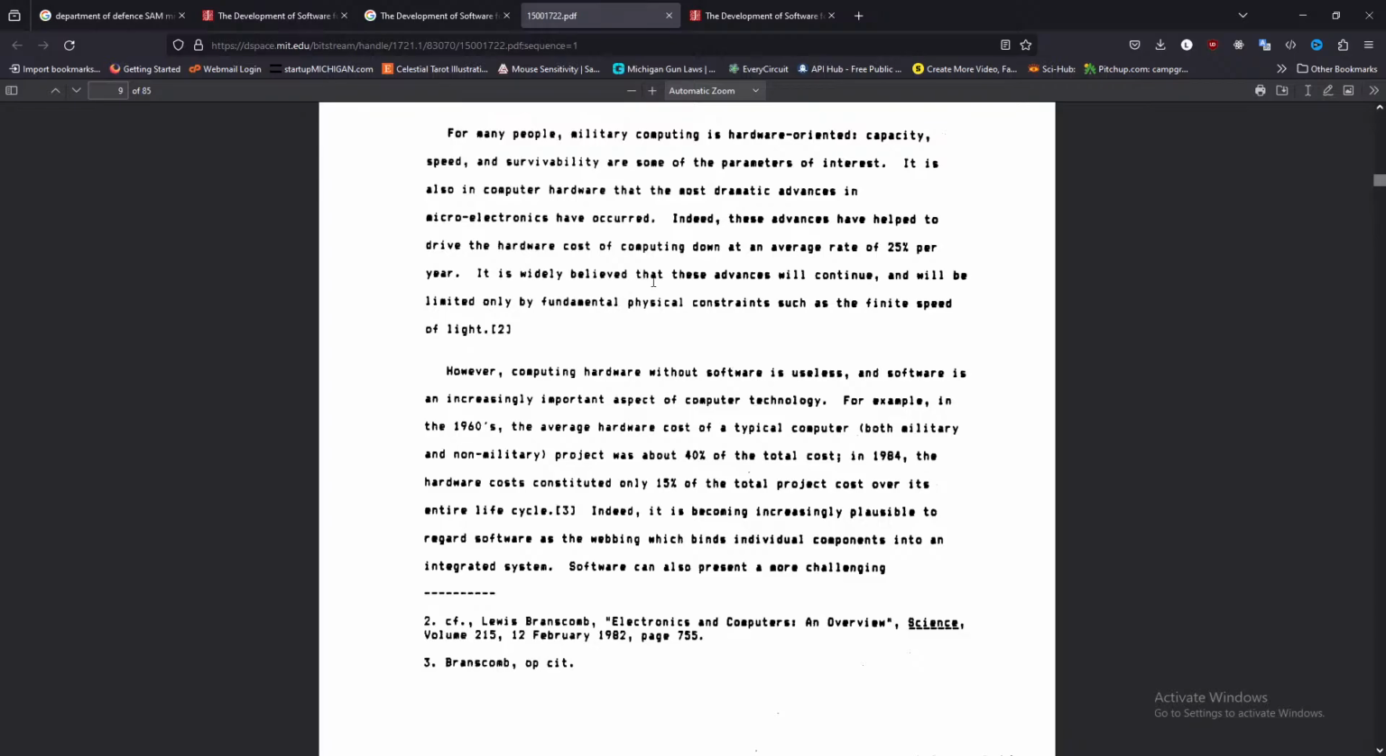It is widely believed that these advances will continue and will be limited only by fundamental physical constraints such as the finite speed of light.